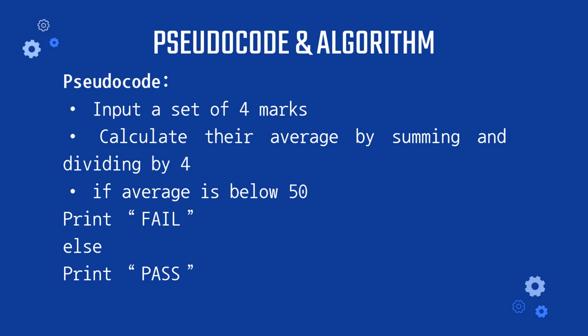And then, we will calculate their average by summing and dividing by 4. So, dito po lumalabas yung formula kung paano yung pagkuha ng average. If average is below 50, print fail. Else, print pass. So, ibig sabihin, kapag ang kalalabasan po na average is mas bababa sa 50, ibig sabihin, fail po yung grade. Pero kapag equals to 50 and above, pass po yung average or yung final grade.